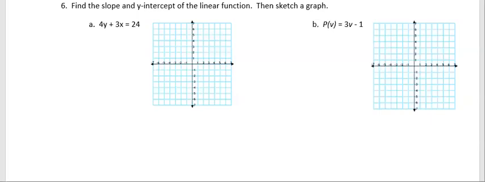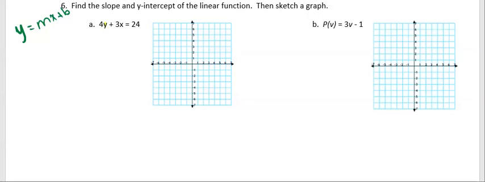Find the slope and y-intercept of the linear function, then sketch a graph. In order to find the slope and the y-intercept, we need to put our equations in y equals mx plus b form. For part B, we are already in y equals mx plus b form, but for part A, we are not. So let's go ahead for part A and solve for y.